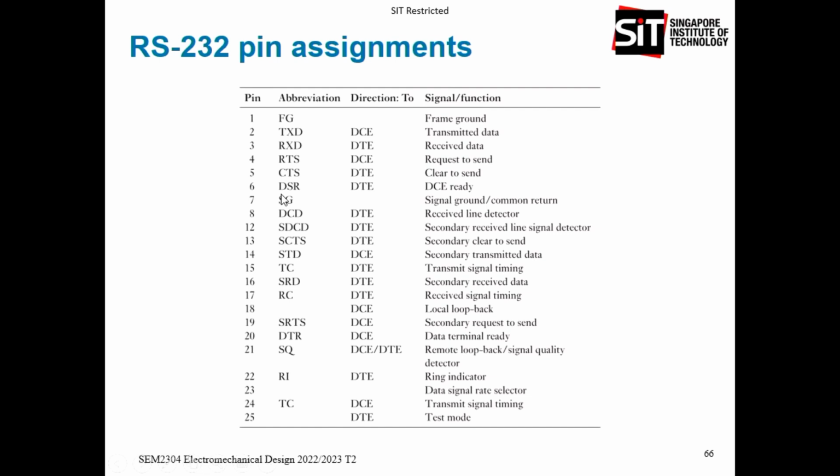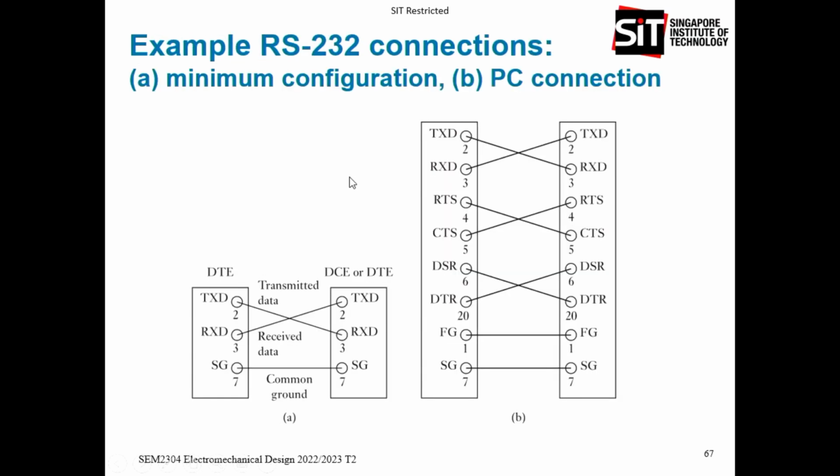These were actually defined in the good old days, where we had all these mainframe computers. Mainframe computers would use all this in order to do the communication. But in today's context, we just need 3 pins: transmit, receive, and signal ground. So even if you have 25 pins, we just use 3 of the lines only, which is pin 2, pin 3, and pin 7.